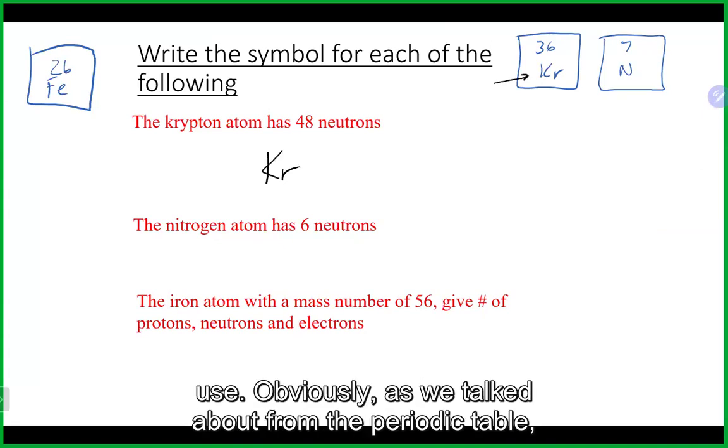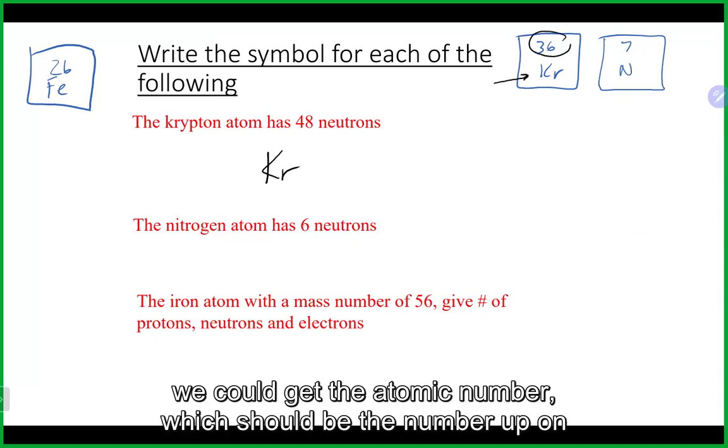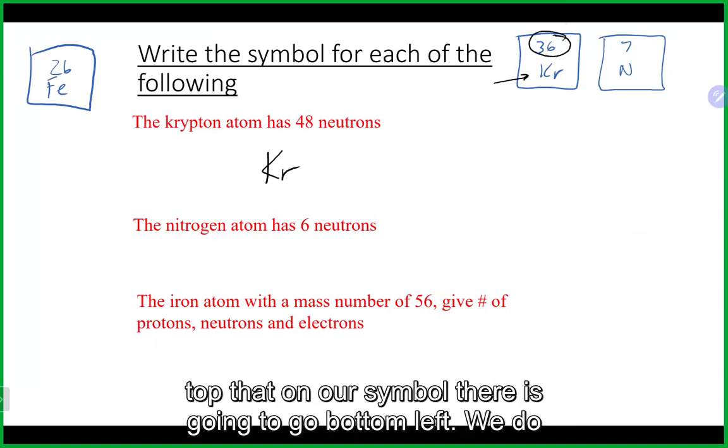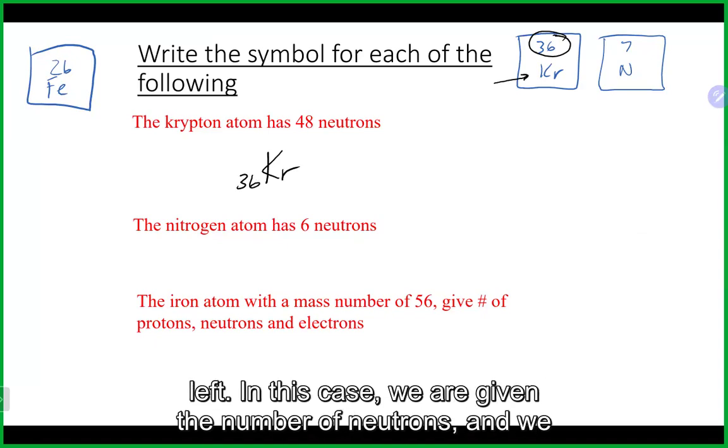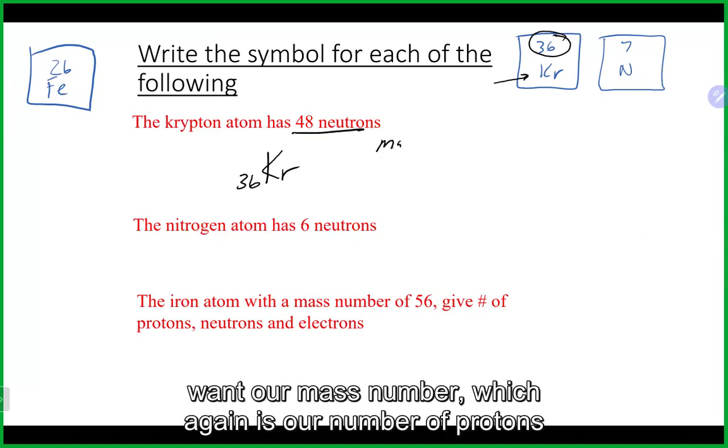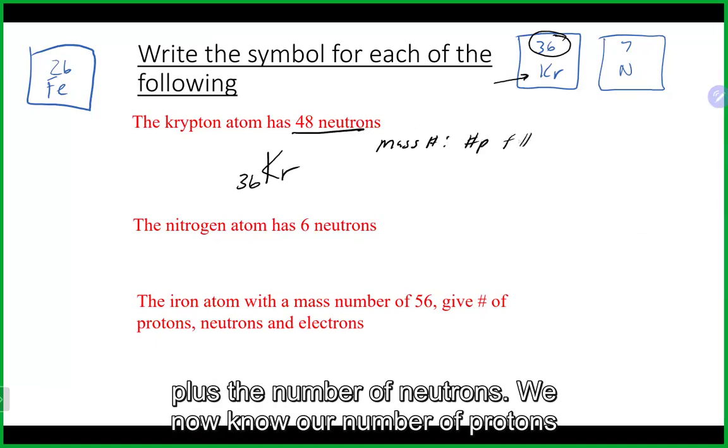Obviously, as we talked about from the periodic table, we could get the atomic number, which should be the number up on top. That on our symbol there is going to go bottom left. We do need to know the mass number in this case, which would go top left. In this case, we are given the number of neutrons, and we want our mass number, which again is our number of protons plus the number of neutrons.